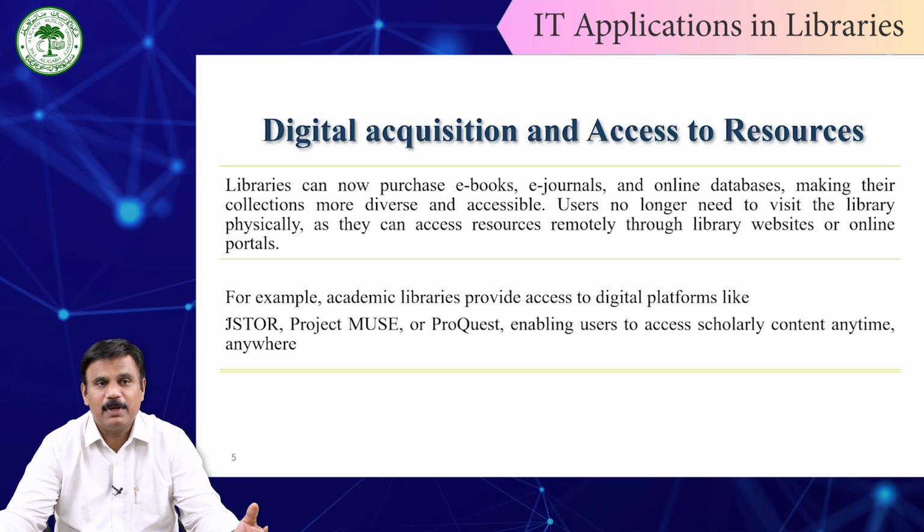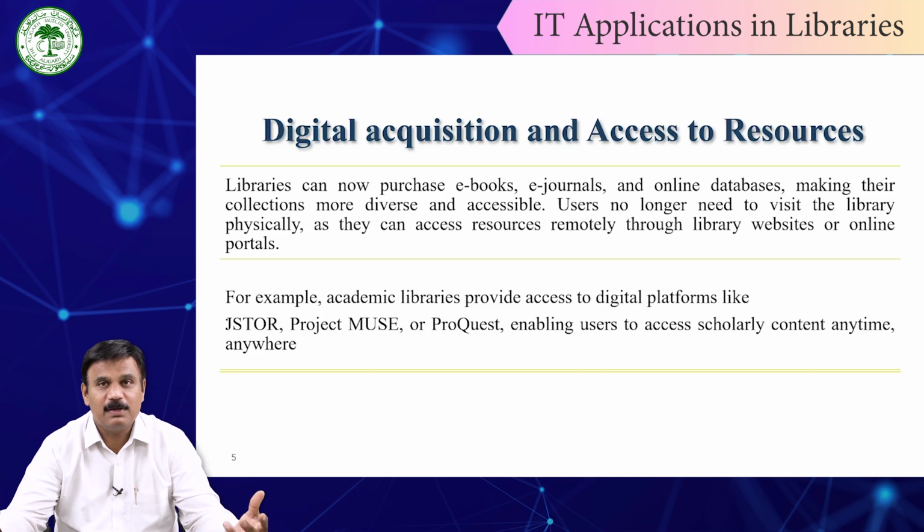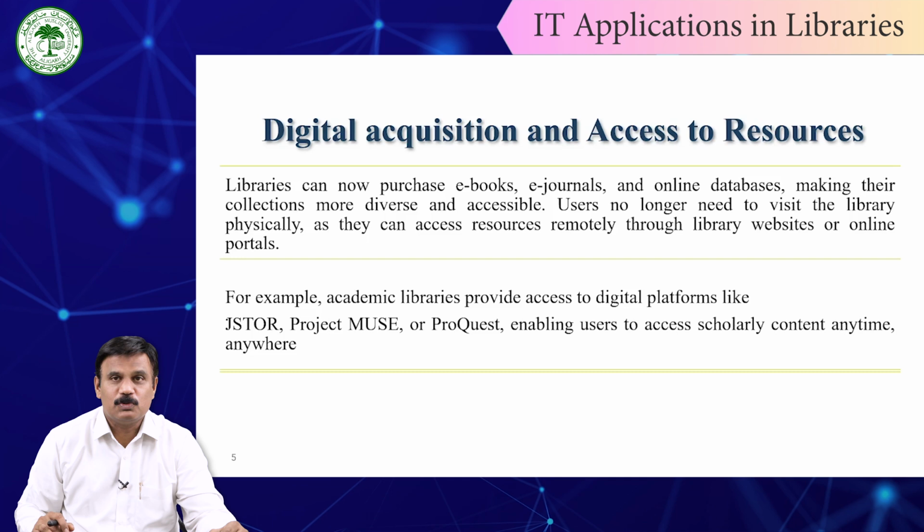Say for example, most academic libraries provide access to digital resources like e-journals, e-databases, and e-books through various commercial databases or digital platforms like JSTOR, Project MUSE, ProQuest, Taylor and Francis, EBSCO. Many platforms are available, and many libraries provide them through library consortia. The advantage of this service is that users can access this scholarly content at any time, anywhere, according to their comfort and convenience. Okay, so this is about access to resources.